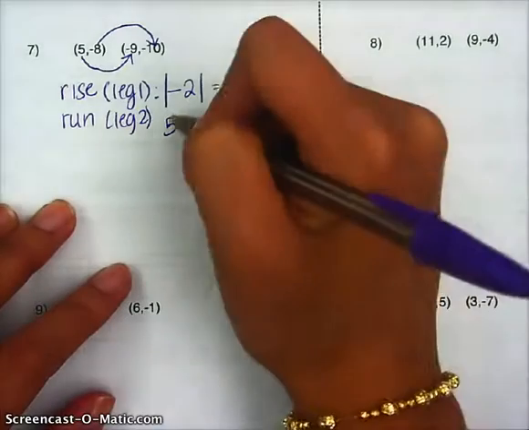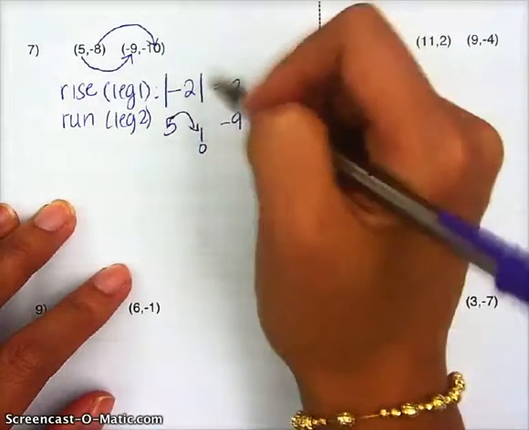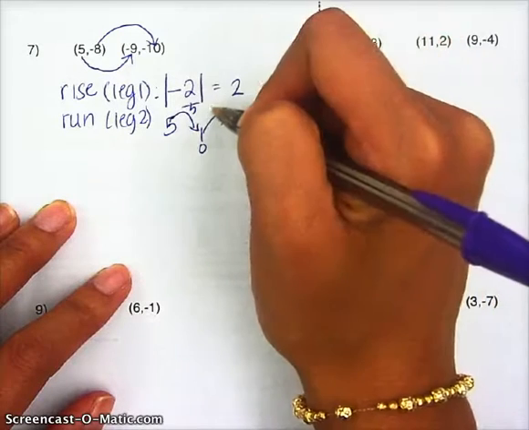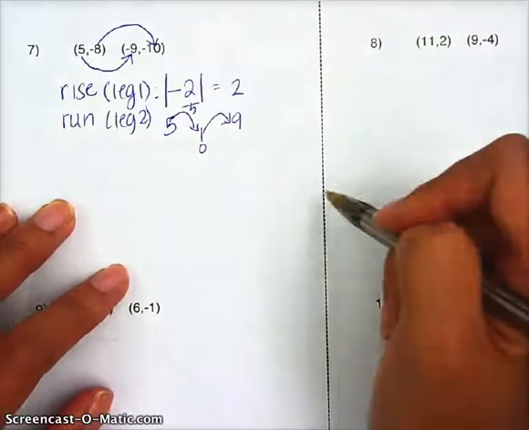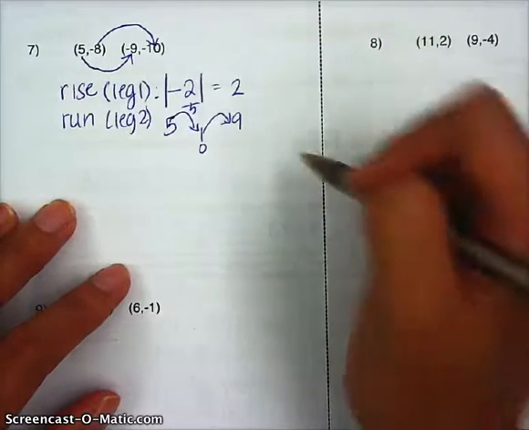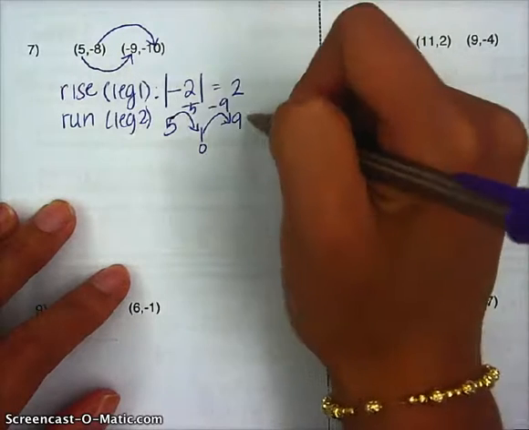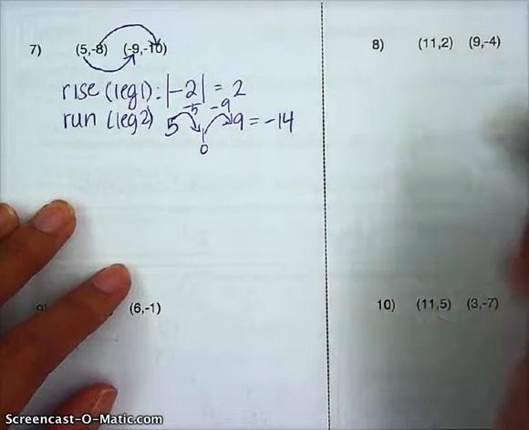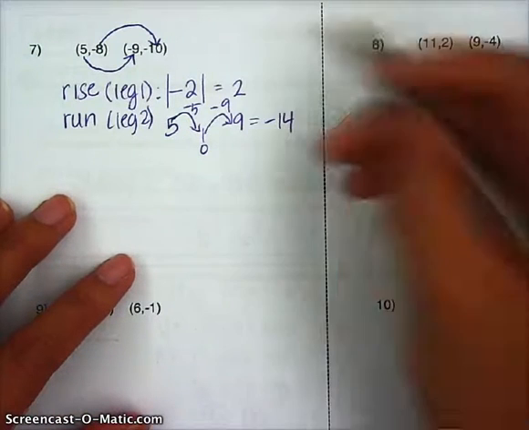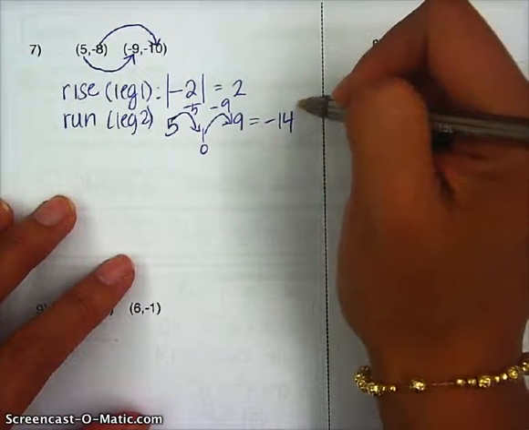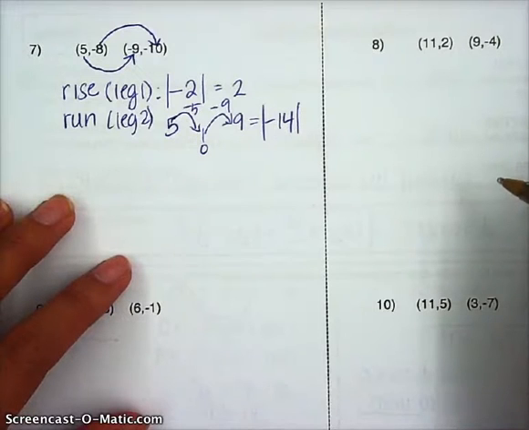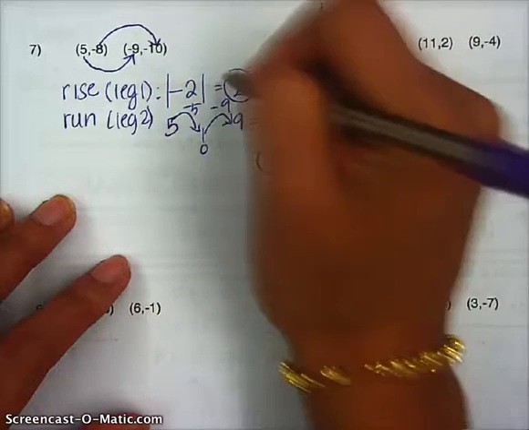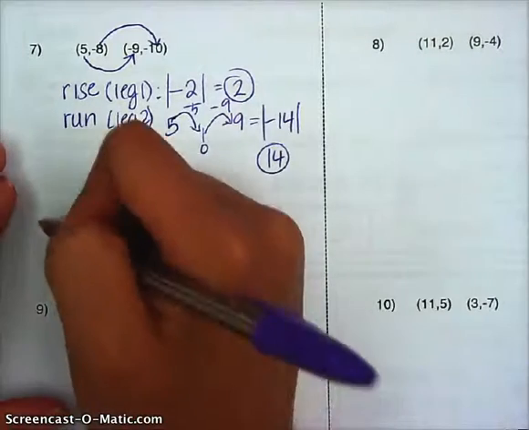0. So how do I get from 5 to 0? -5. And how do I get from 0 to -9? Subtract 9. So altogether, I am subtracting how much? 14. Can I have a negative 14 as a distance? So I'm going to take the absolute value. How far is negative 14 from 0? 14. So my rise is 2, so let's draw that to give ourselves a visual.